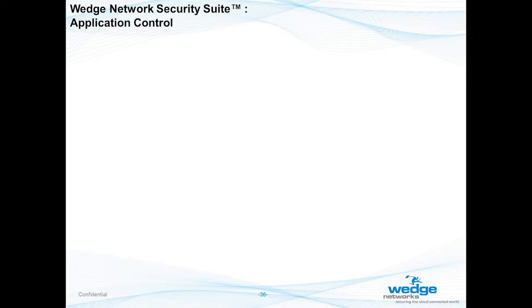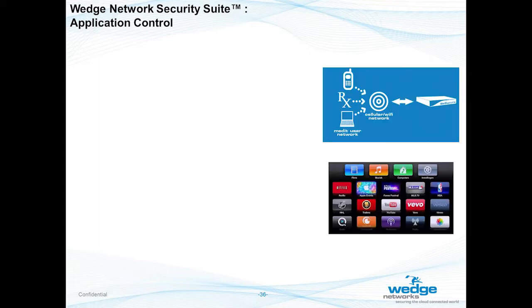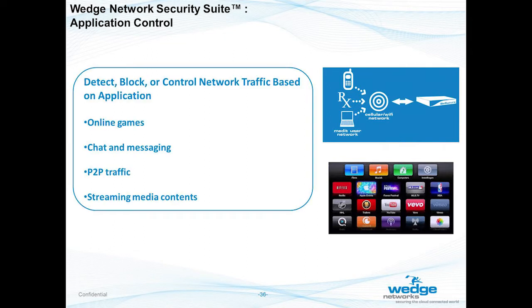Now, one of the last features we have here in this presentation is the application control, where we are able to control the type of applications. So, for example, you can have a medical installation, and you can be through mobile devices, whatever have you. As long as you have a WedgeOS appliance in line with the network, we can now go in and provide policies to block things such as online games or chat and messaging, P2P traffic, and streaming media content.